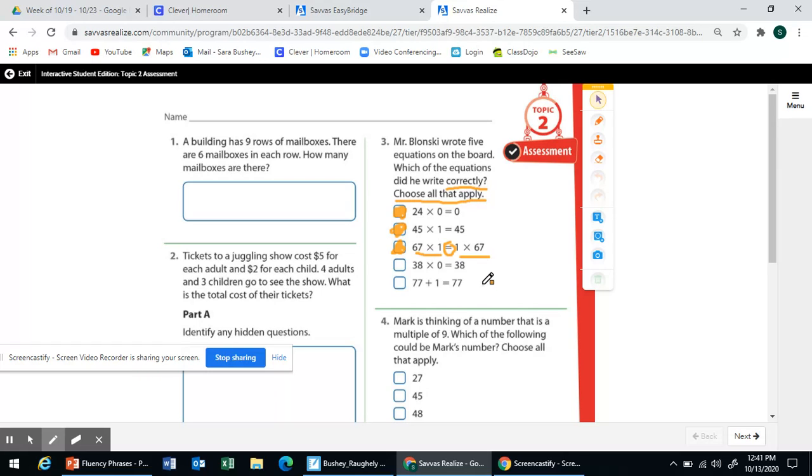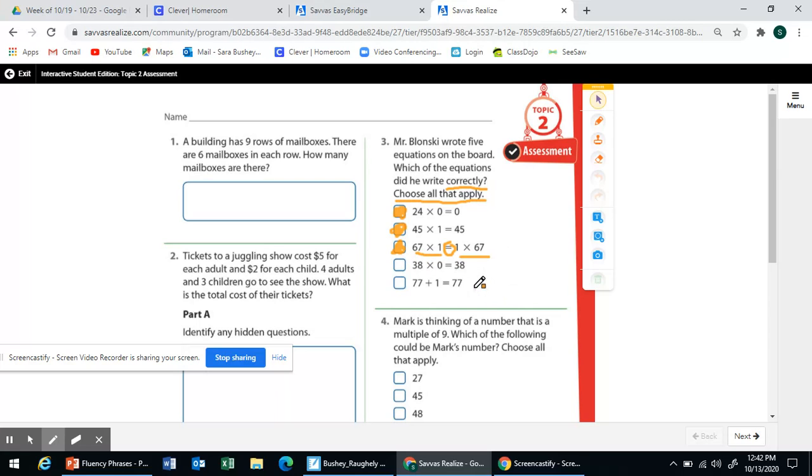Okay, I think that's about enough time to go over these. 38 times 0 is 38. That should be left blank. That is not correct. He did not write that correctly. And we should know that because he multiplied with 0. And we know our rule of 0, just like up here, the product would be 0, not 38. So that is wrong. We're going to leave that blank.